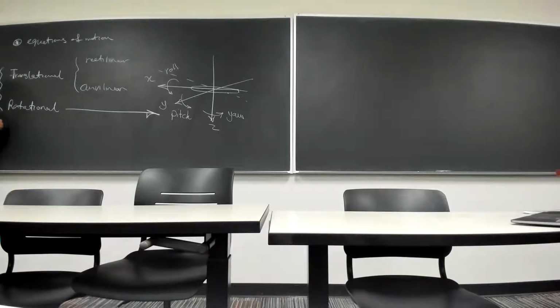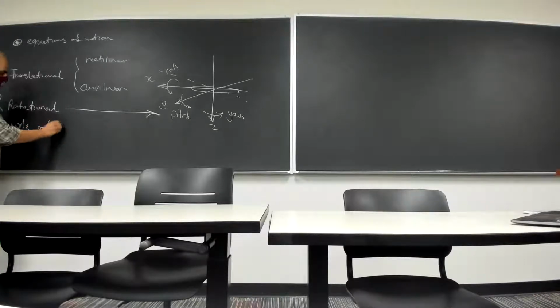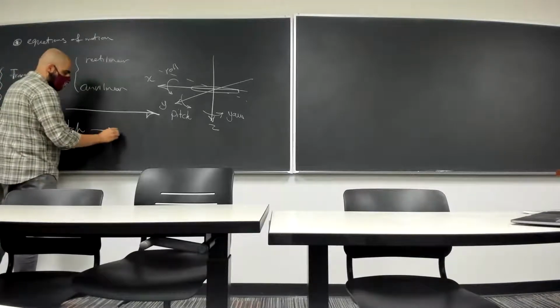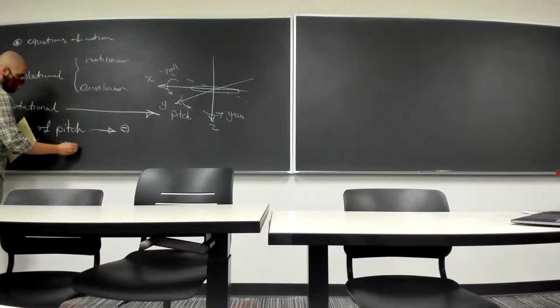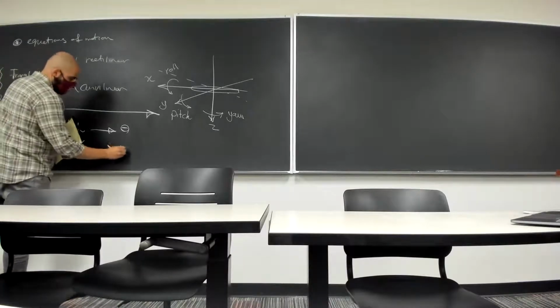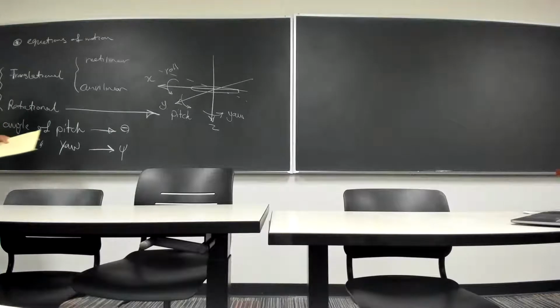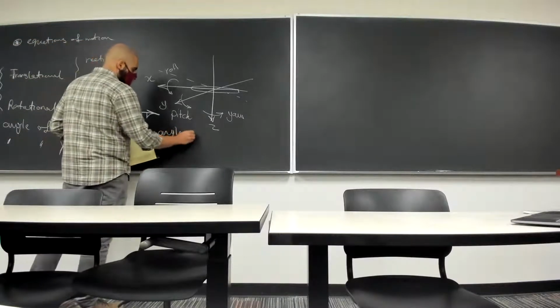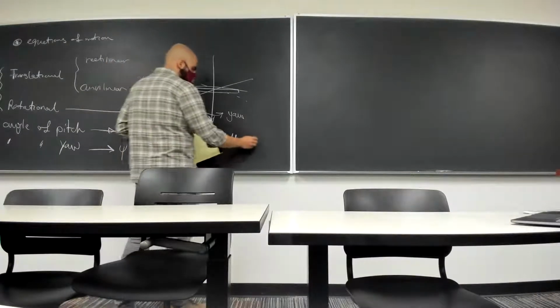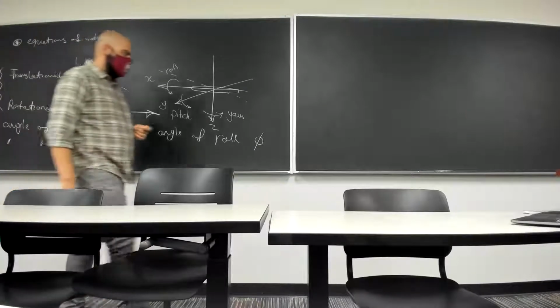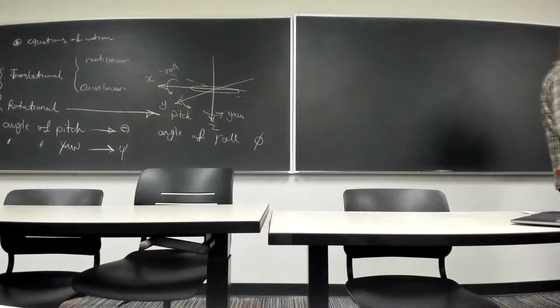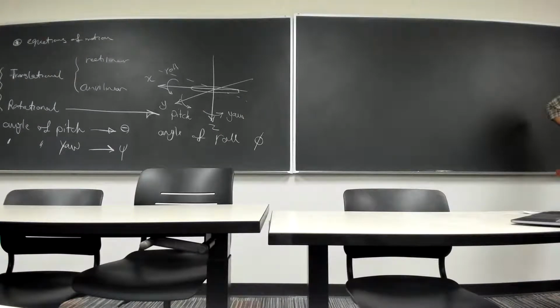Okay, so the angle of pitch is theta. The angle of yaw is psi, and the angle of roll is called phi. So again, we are still in the definition area. We are defining our terms.